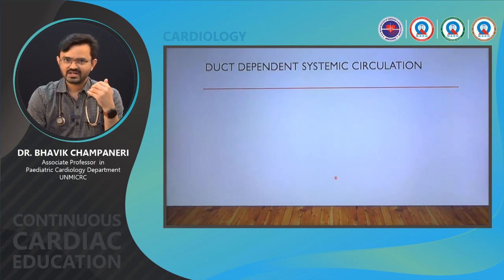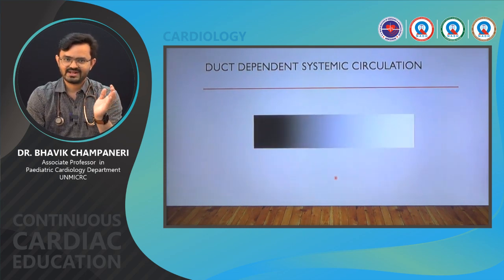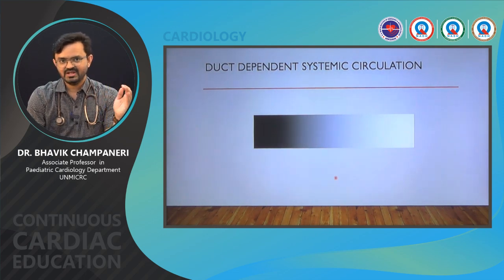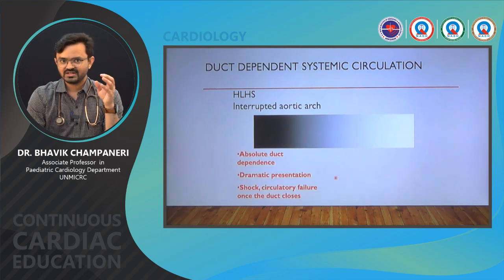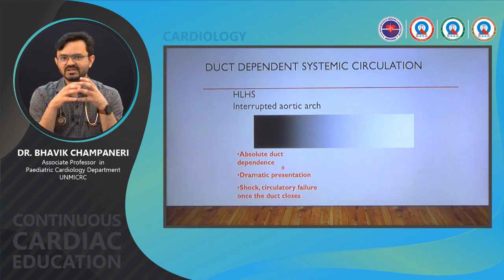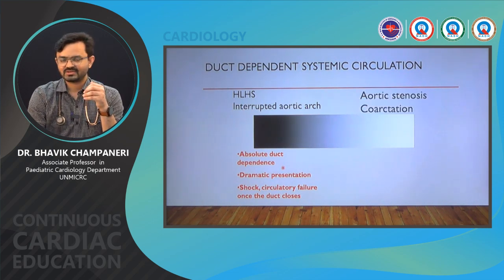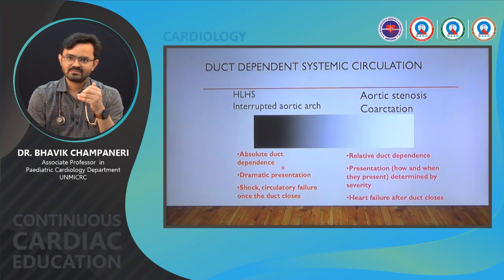So again, duct dependent systemic circulation ranges from extreme cases like HLHS and interrupted aortic arch, where the systemic circulation is absolutely dependent on the ductus arteriosus, and once this ductus closes, the patient will go into shock, circulatory failure, renal failure, liver failure. While milder variants can be aortic stenosis and coarctation, where again it may be relatively duct dependent, and once the duct closes, there may be varying presentations depending on how severe the lesion or disease is, and heart failure will develop after the duct closes. That again will be dependent on the severity of the lesion.